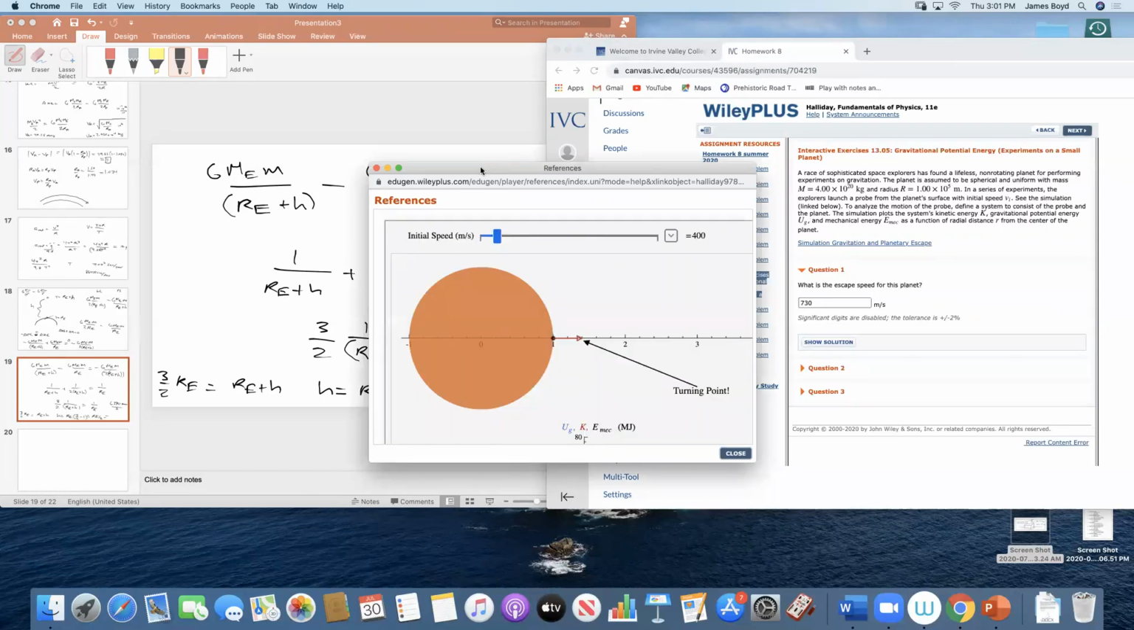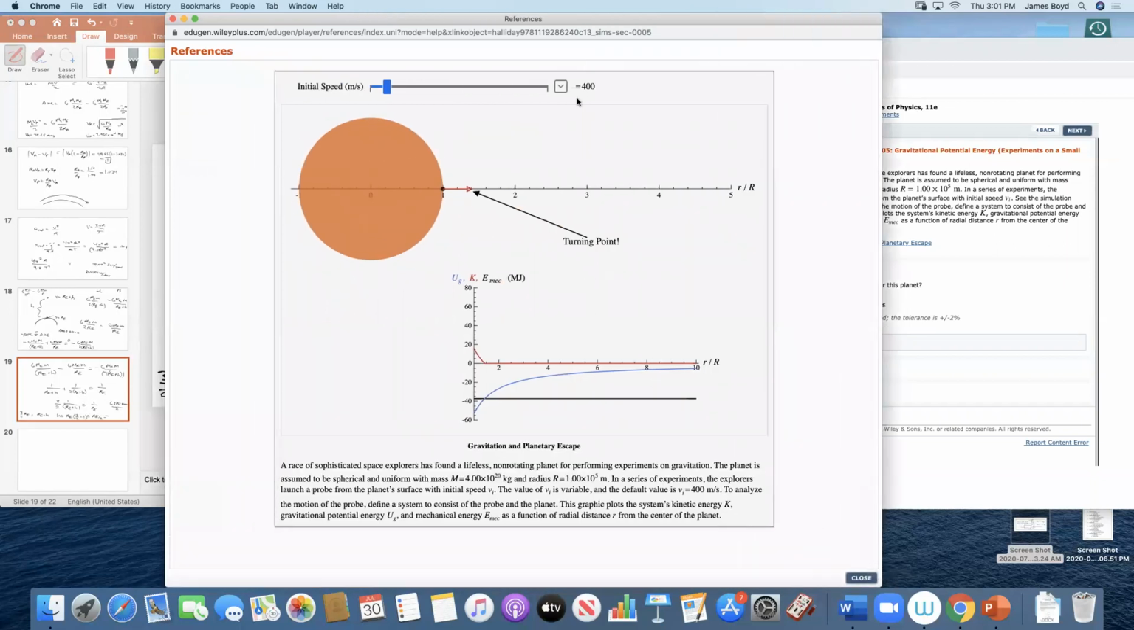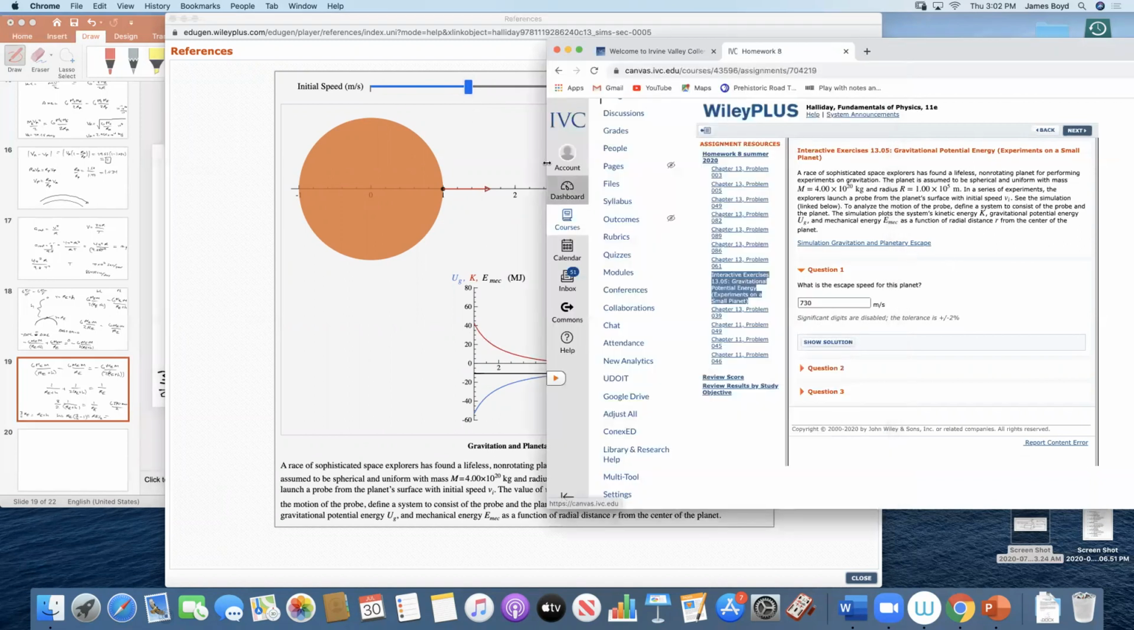Okay, so this cool little thing, right? If we give it some initial speed, we can see where it turns back. That's what this turning point is showing us. It only gets to there. So if we want it to get gone, where it's never coming back, you can see that the initial speed needs to be whatever, 653 or whatever.